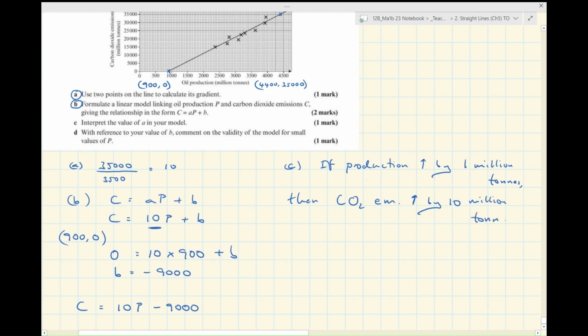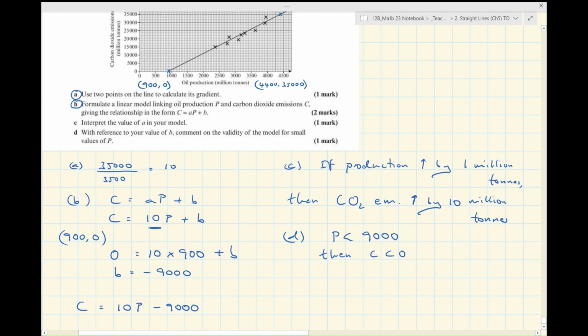Okay, lastly, part D. With reference to your value of B, comment on the validity of the model for small values of P. Well, the trouble is that if P is less than 9,000, then apparently I have a negative value of C. And that can't be feasible, can it? It can't be possible, for instance, just because production is less than 9,000, that I have got negative carbon emissions.